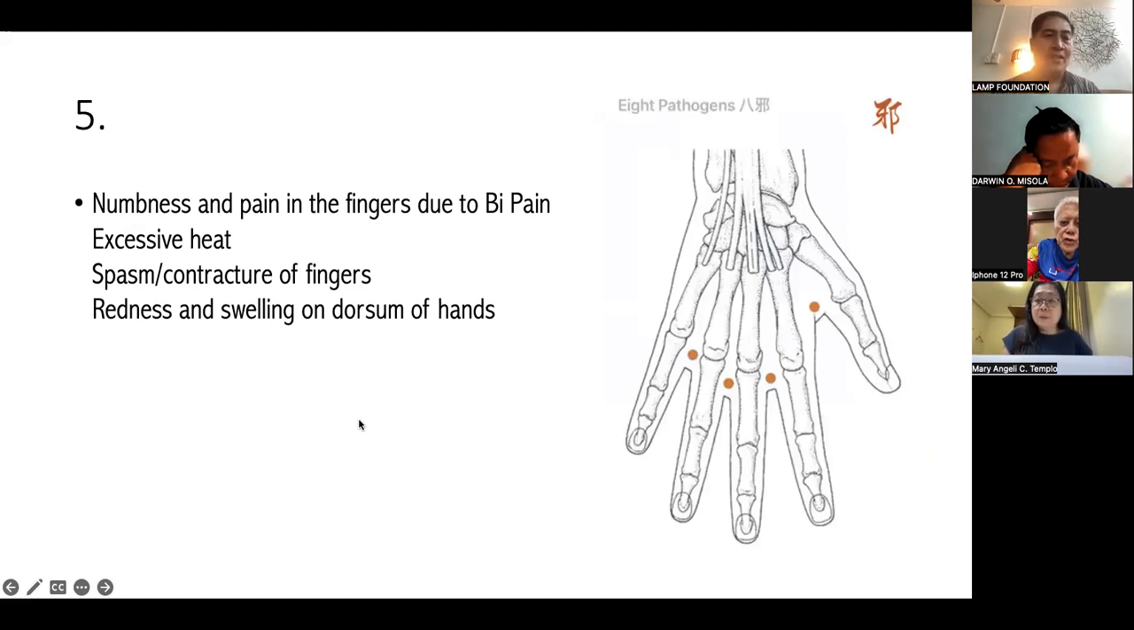Extra point for numbness and pain in the fingers due to bee pain. So that means painful obstruction syndrome, excessive heat. It's also good for spasm, contracture of fingers, redness and swelling on the dorsum of the hands. Vaccine. It means 8 pathogens. Bakit po 8? Pero 4 ang nakikita natin dito. Kasi left. Okay, I know it's a stupid question.